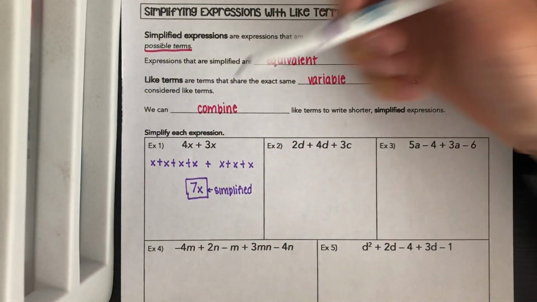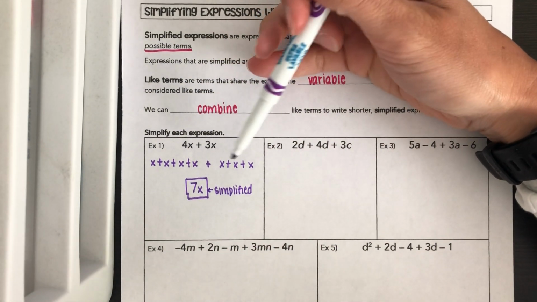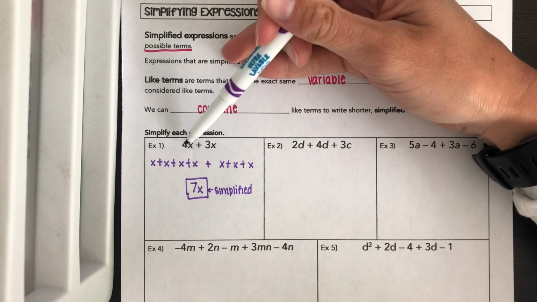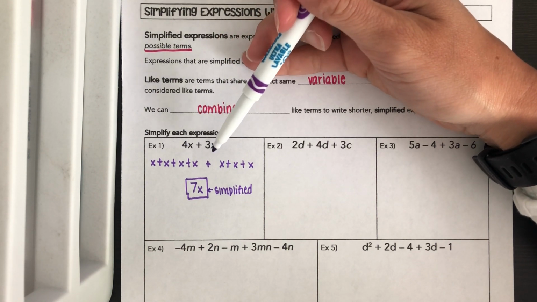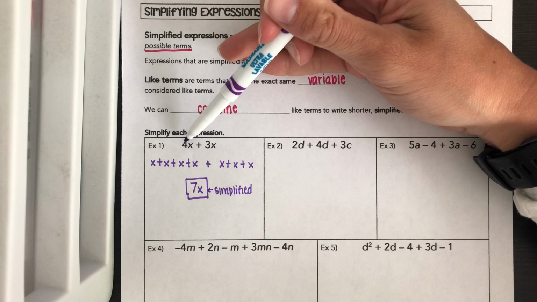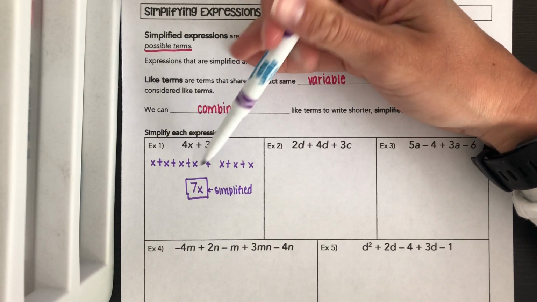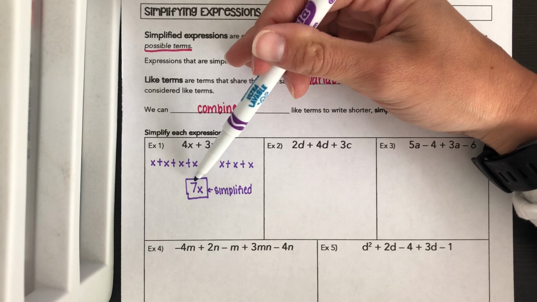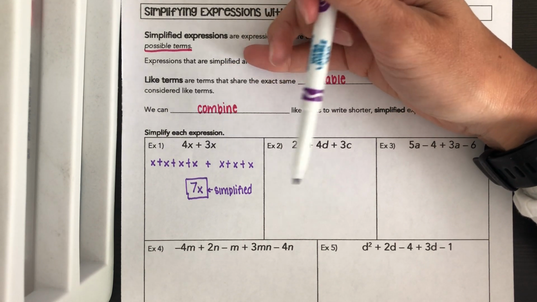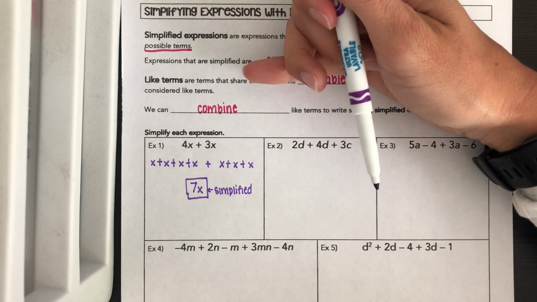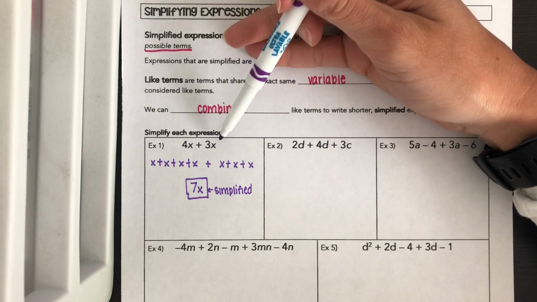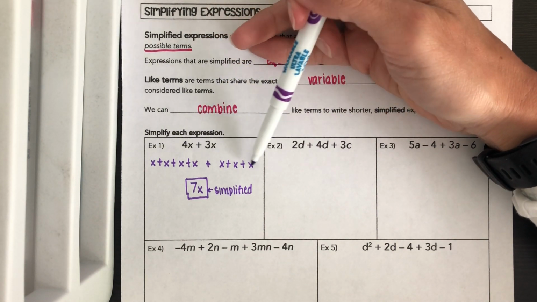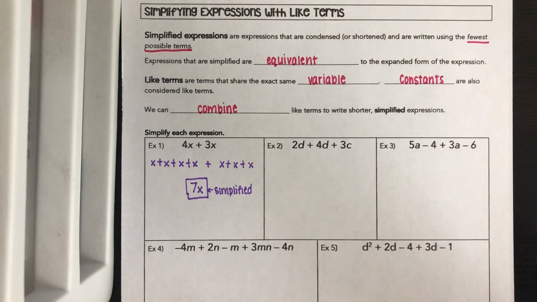If we think about looking back at our original expression, we have 4x's and 3x's. If we look at our coefficients, 4 and 3, when we add 4 and 3 together, we end up with our simplified coefficient of 7. And we are able to do this because these are like terms, because they share the exact same variable, because we're combining all x's together.